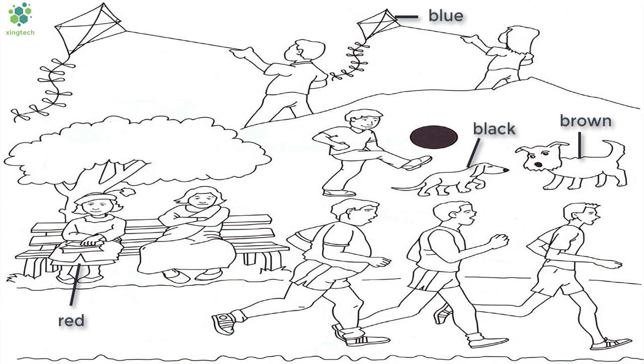Four. Now, what about the sky? Shall I draw something in it? That's nice. Draw a plane. Where shall I put it? Above the tree. OK.